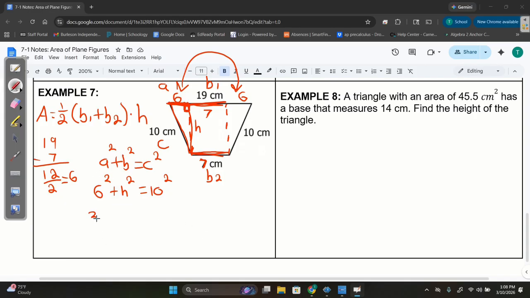6 squared is 36. H squared, we don't know what it is, so we're going to leave it H squared. And 10 squared is 100. And we just need to solve this out for H. Ask yourself, how do you get rid of a positive 36? You've got to subtract 36 from each side.